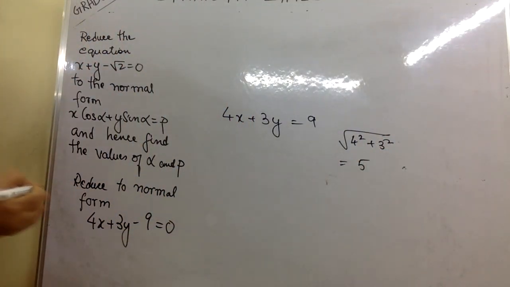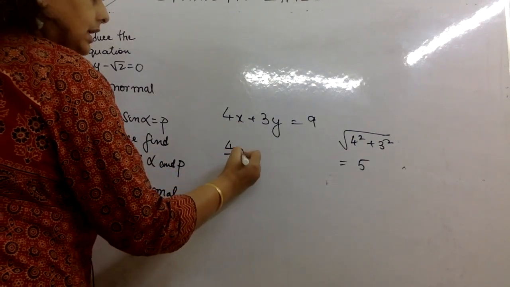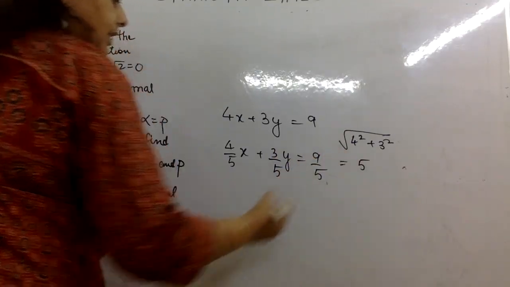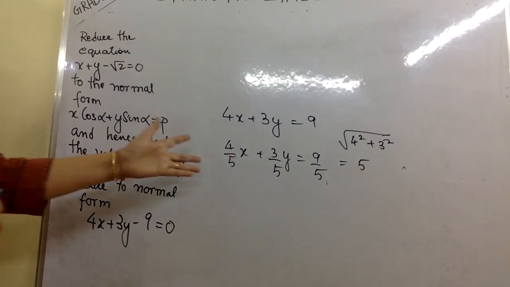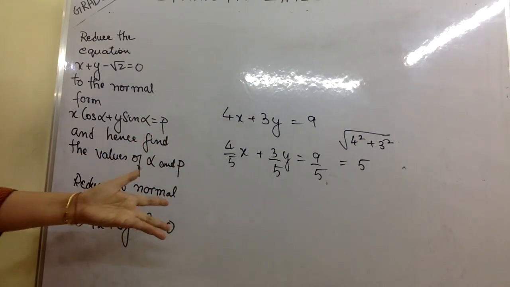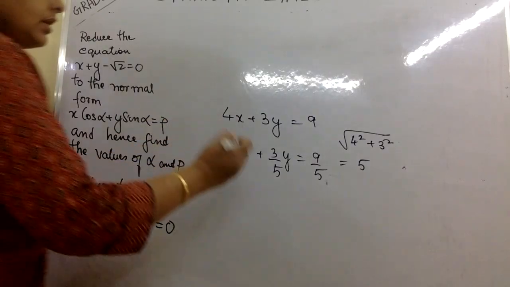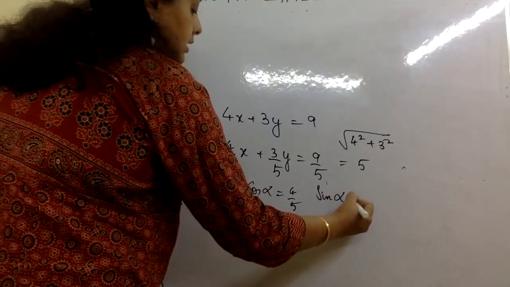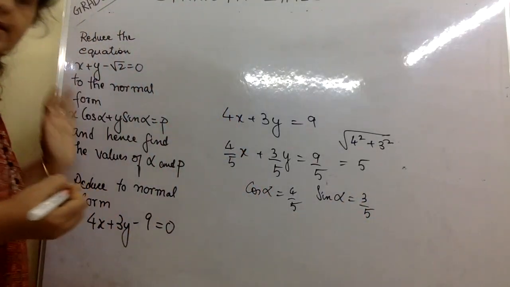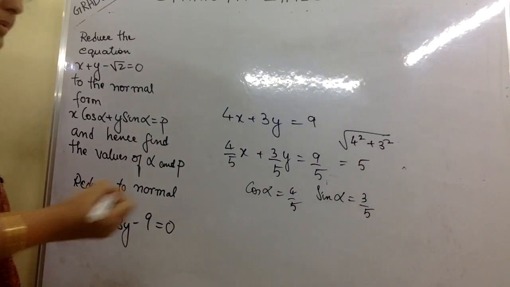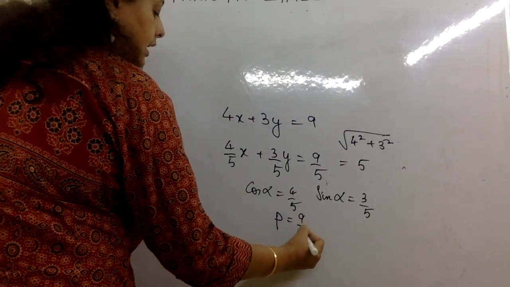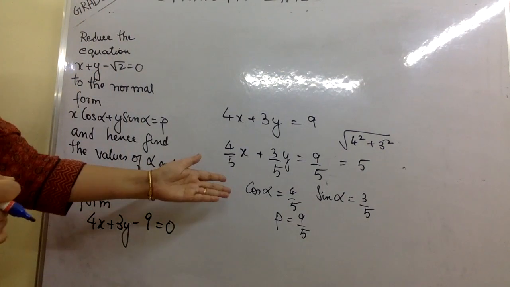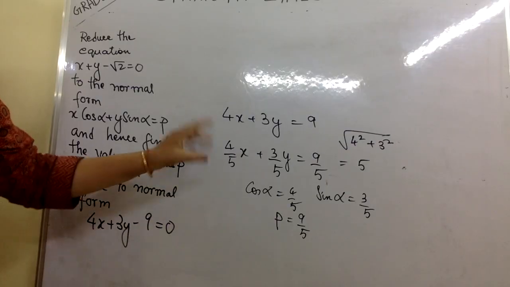Okay, so 4 by 5 x plus 3 by 5 y is equal to 9 by 5. Okay, so now we have got it in the normal form, where cos alpha is equal to 4 by 5, sin alpha is equal to 3 by 5, and p is equal to 9 by 5. Okay, p is equal to 9 by 5. So we have all the values, give them this also. Okay, don't leave it here.